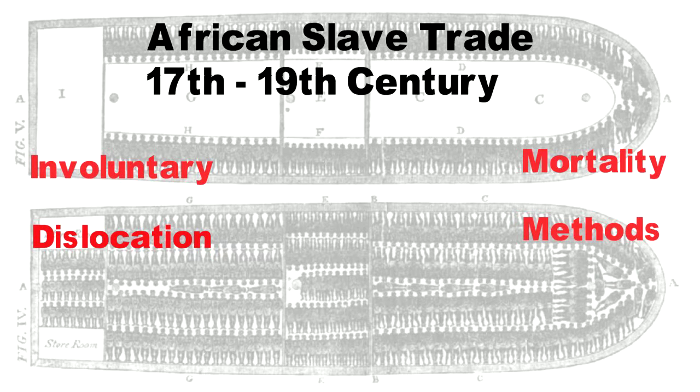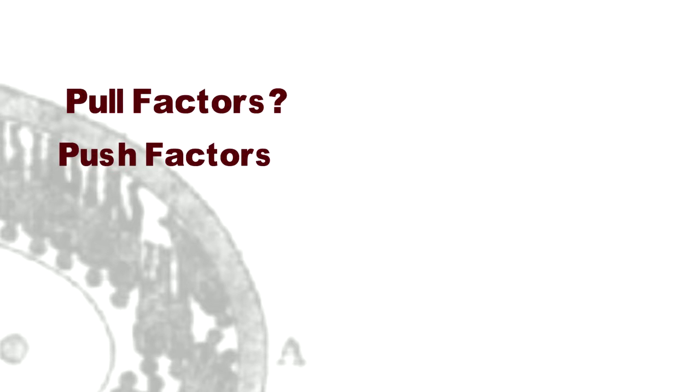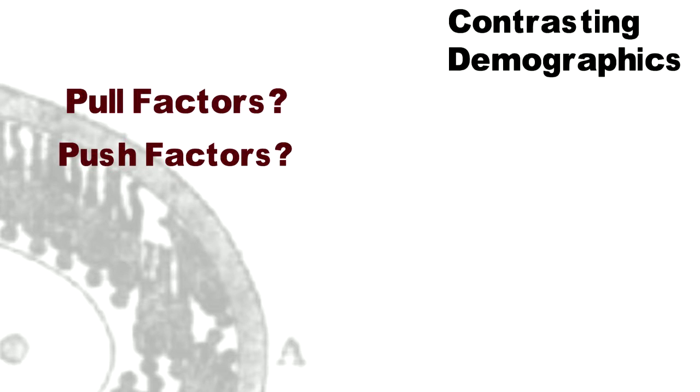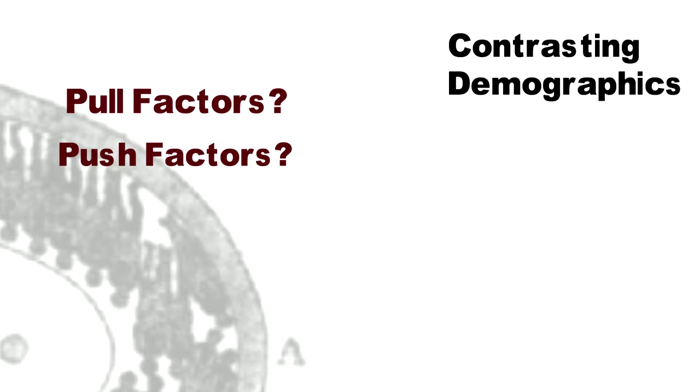So here's the two essential questions we're going to deal with. First, what were the pull factors, the factors outside of Africa that created the demand for slaves? And then what are the push factors, the factors inside Africa that created the supply of African slaves for this trade? David Eltis posed in a 1983 article a striking contrast in the population of the Americas.